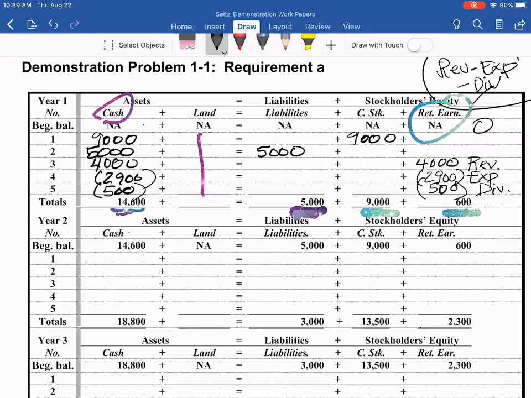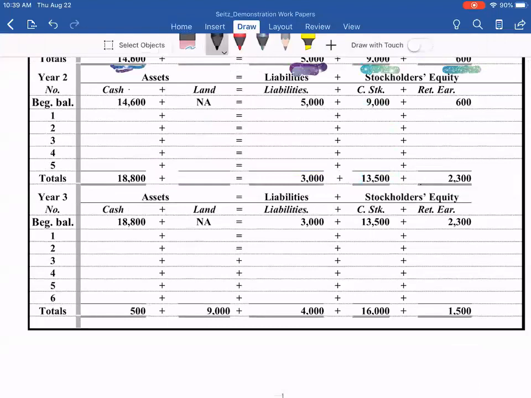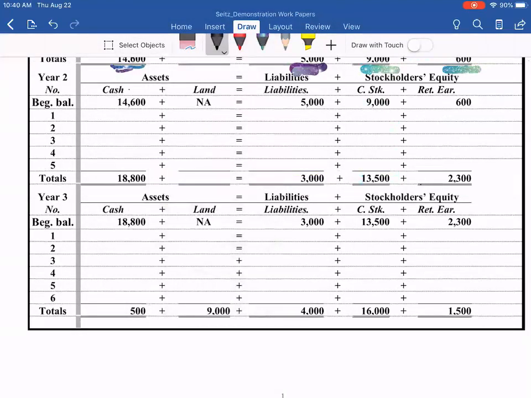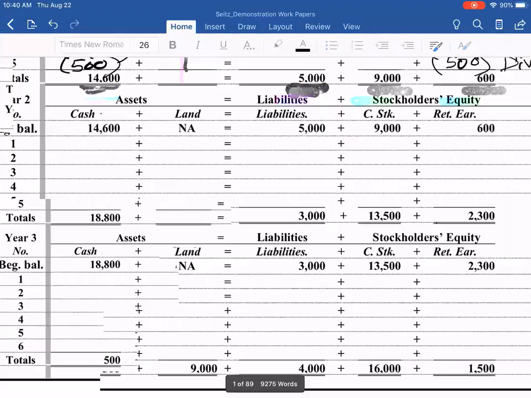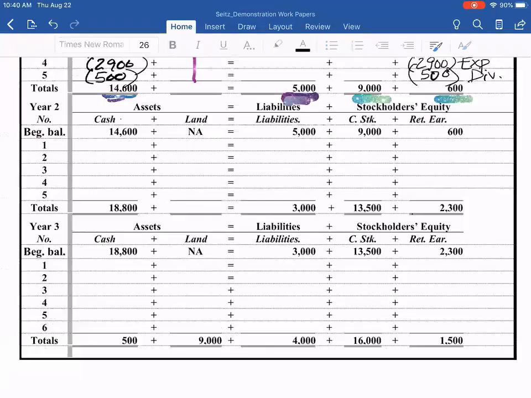Let's move on to year 2. So in year 2, we have the company issued additional common stock for $4,500. So just like we talked about at the very beginning, we would increase our cash because we received $4,500, so we need to increase our cash.